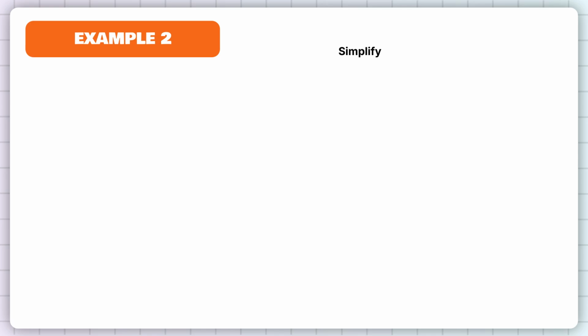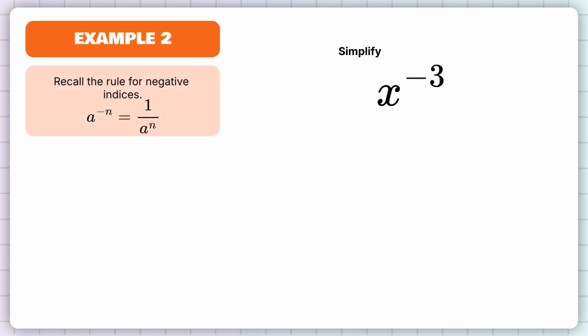Let's look at another question. Simplify x to the power of minus 3. First, recall the rule for negative indices. Then use this to simplify our example. So x to the power of minus 3 equals 1 over x cubed. We don't know what x is, so there's nothing we can do to simplify this further, and that is our final answer.